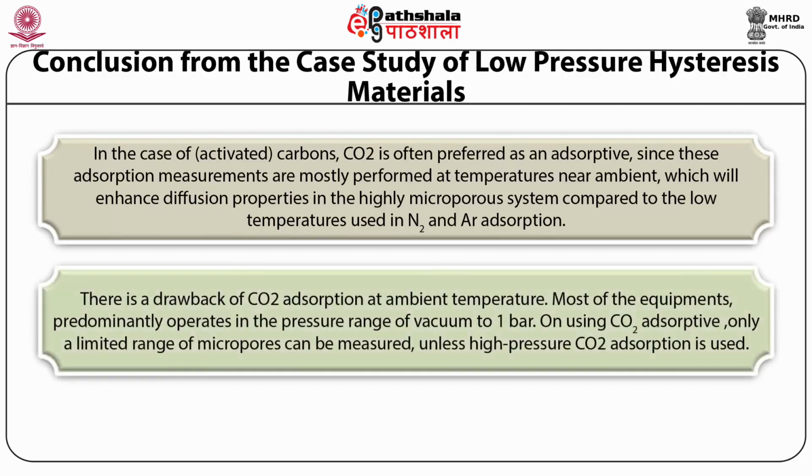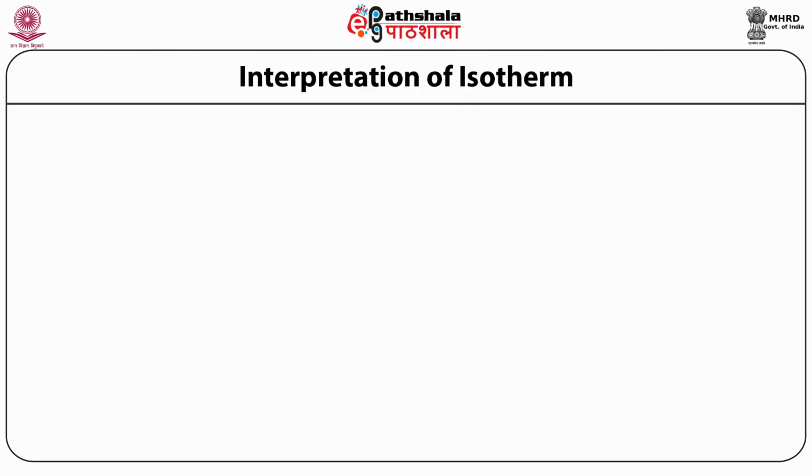This is a drawback of carbon dioxide adsorption at ambient pressure. Most of the equipment predominantly operates in the pressure range of vacuum to 1 bar when using carbon dioxide adsorptive. Only a limited range of micropores can be measured unless high pressure CO2 adsorption is used. Now we will discuss the interpretation of an isotherm.